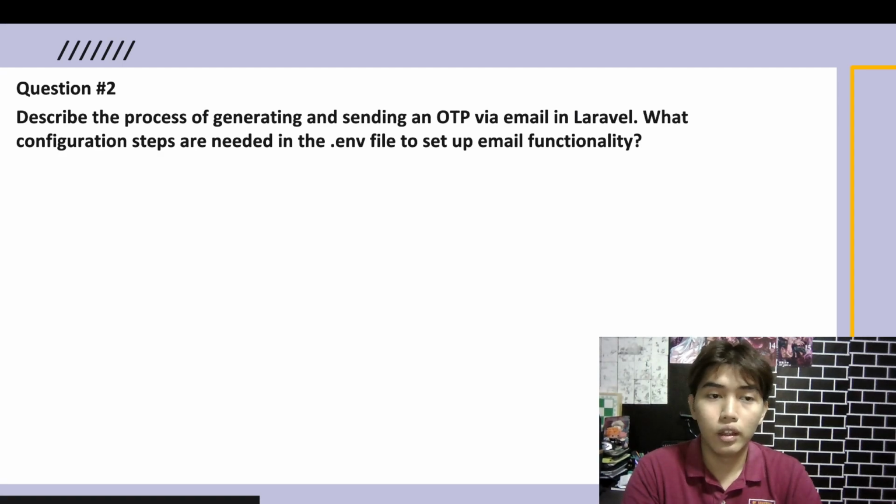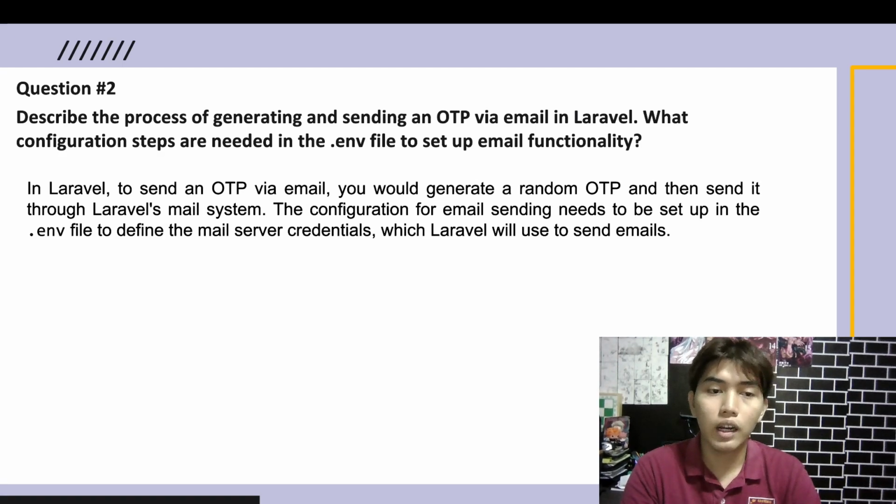Second question, describe the process of generating and sending an OTP via email in Laravel, and what configuration steps are needed in the .env file to set up email functionality. In Laravel, to send an OTP via email, you would generate a random OTP and then send it through Laravel's mail system. The configuration for email sending needs to be set up in the .env file to define the mail server credentials which Laravel will use to send emails.